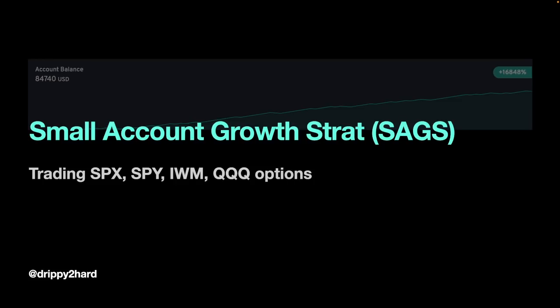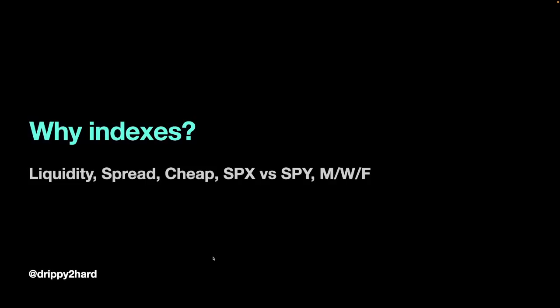Okay, so the first question you might have is, why only trade SPX, SPY, IWM, and QQQ options? The answer is simple. For a small account, there are some things we need to keep in mind: the liquidity of the chain, the spread, how cheap the options are, and expiration. SPY, QQQ, and IWM expire Monday, Wednesday, and Friday.